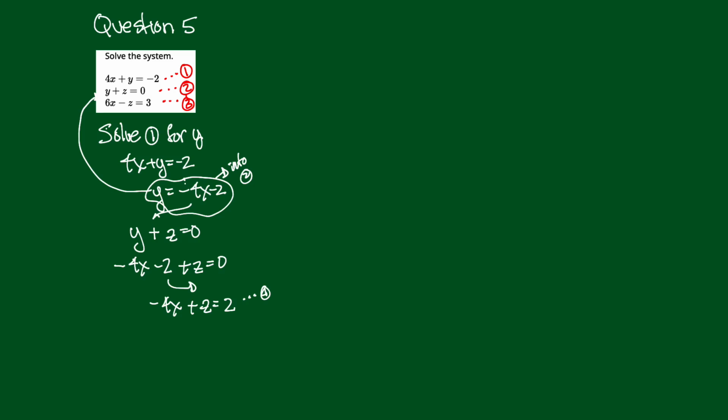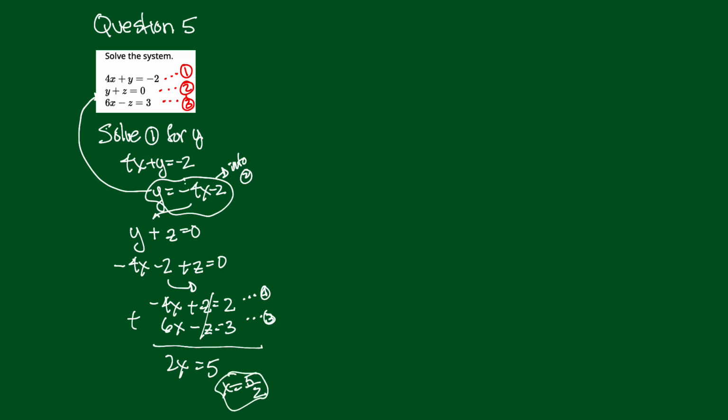Now this equation has an x and a z. And I notice up here, equation 3 has an x and a z. So if I write equation 3 here, which is 6x minus z, that's equal to 3. Now, oh, I'm lucky here. If I just add these together, negative 4x plus 6x is 2x. The z's are gone, and this is equal to 5. So x is equal to 5 halves.